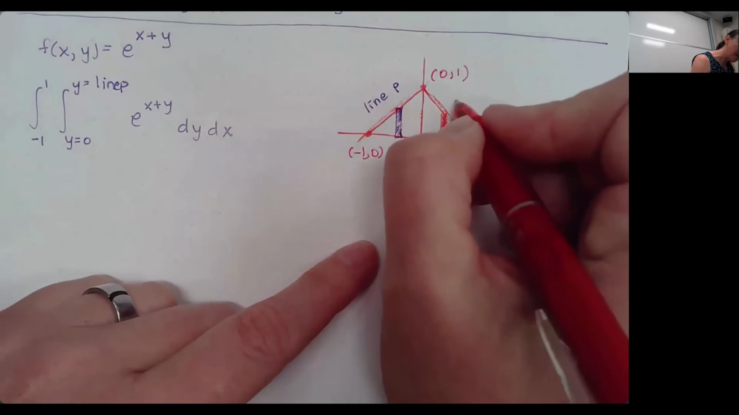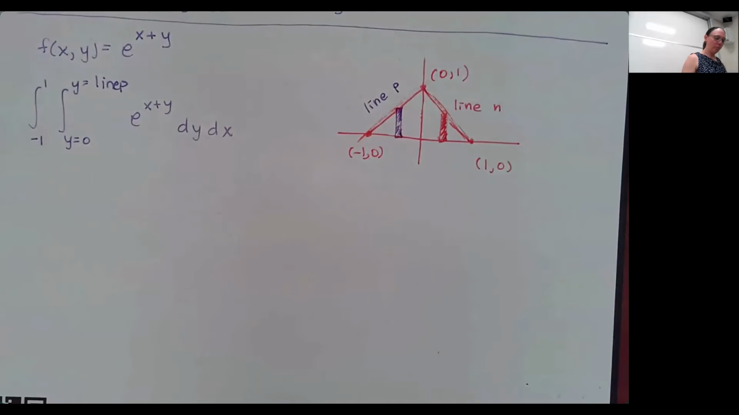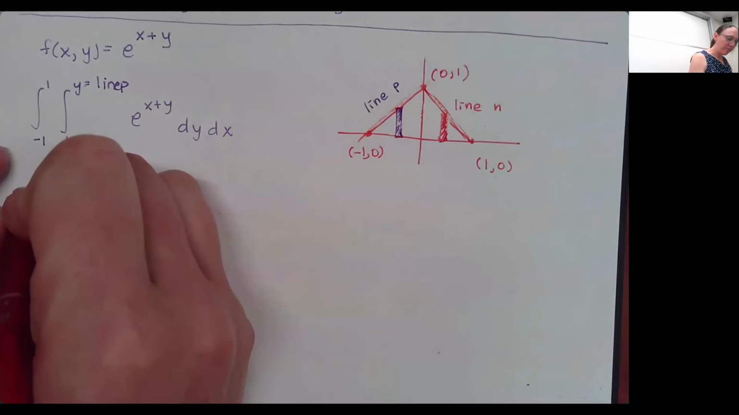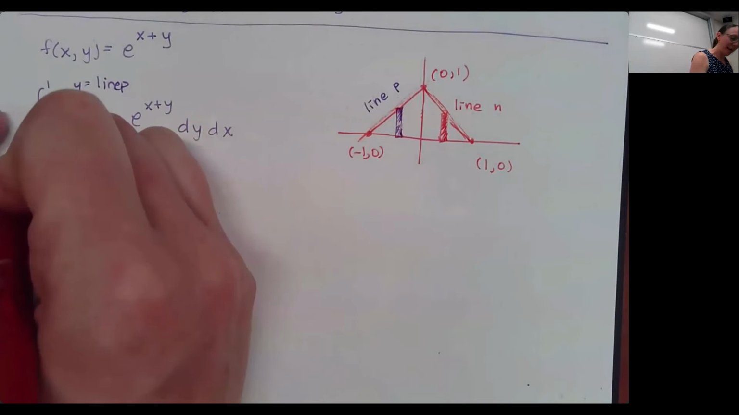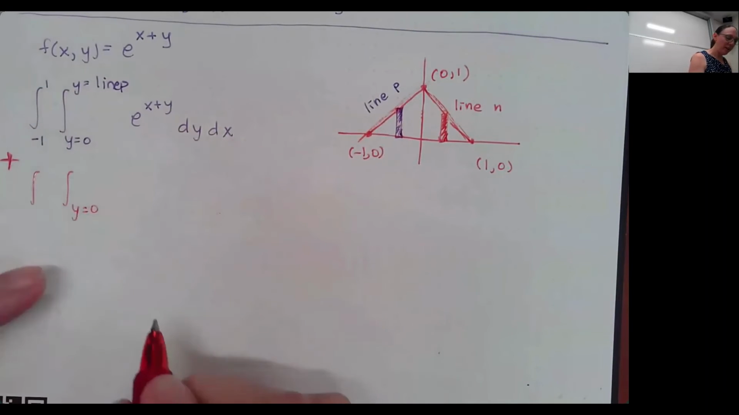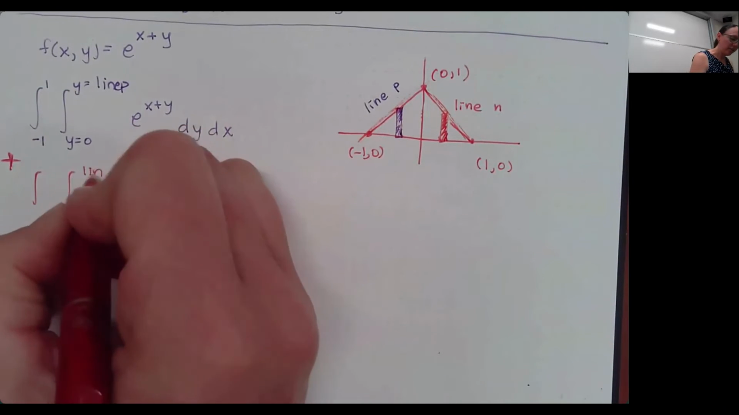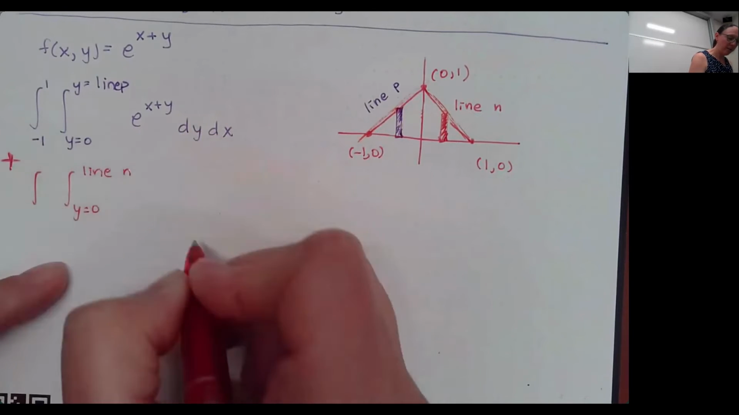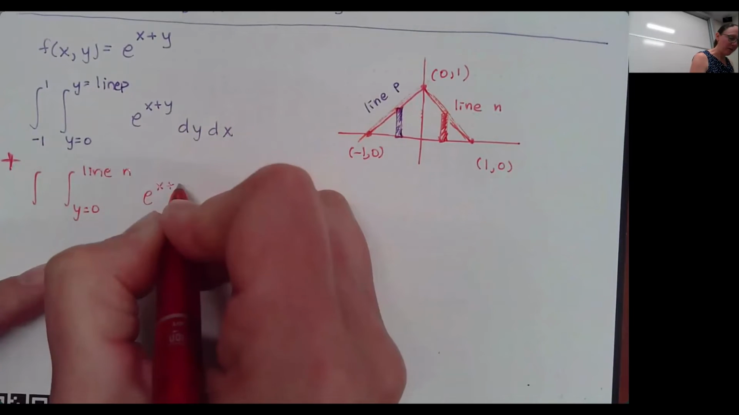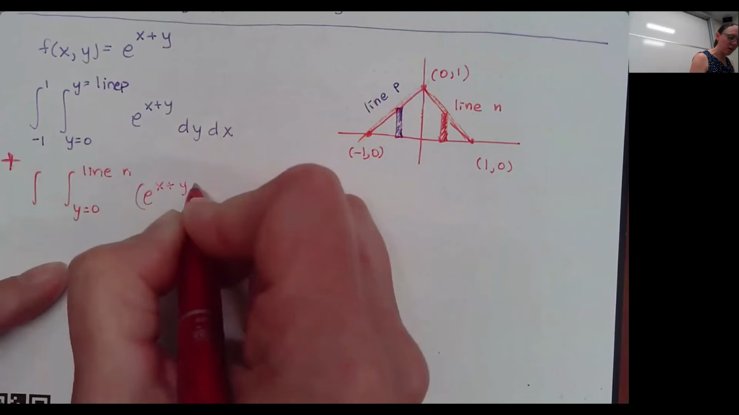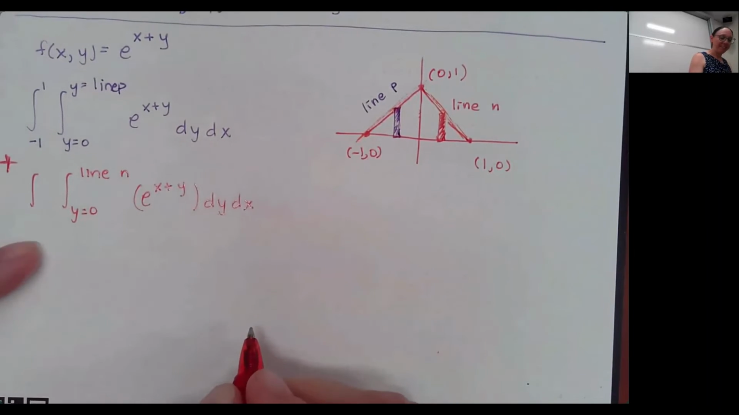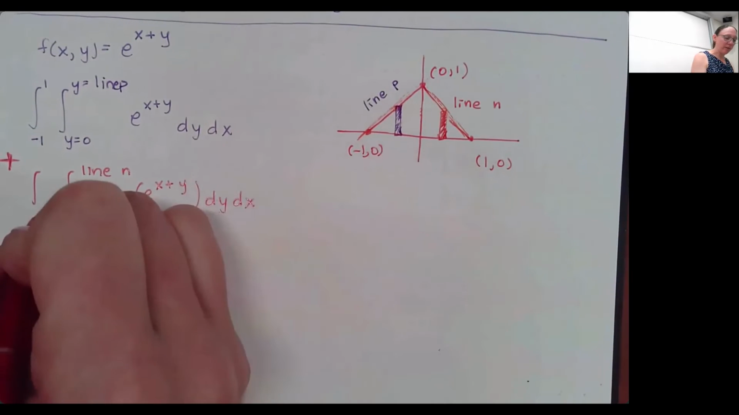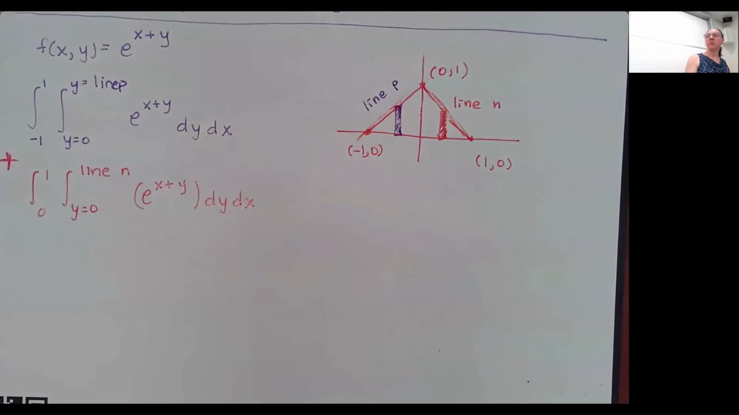For the second piece over here, I'm going to call this line N for negative slope. Here, I'm going to go again from y equals 0. We're going to be adding these two things together, by the way. And this is going to go until I hit line N. Same inner function, e to the x plus y, but dy dx. And this one, I'm going to have x bounds going from 0 to 1.